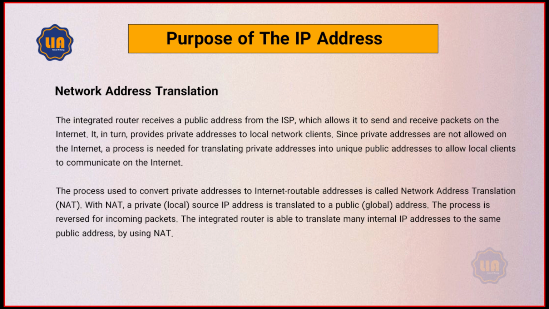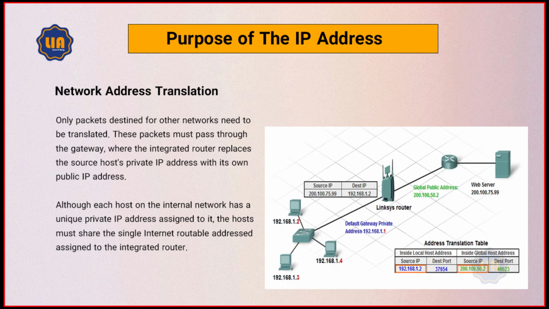With NAT, a private, local, source IP address is translated to a public, global, address. The process is reversed for incoming packets. The integrated router is able to translate many internal IP addresses to the same public address, by using NAT. Only packets destined for other networks need to be translated. These packets must pass through the gateway, where the integrated router replaces the source host's private IP address with its own public IP address. Although each host on the internal network has a unique private IP address assigned to it, the hosts must share the single Internet routable address assigned to the integrated router.